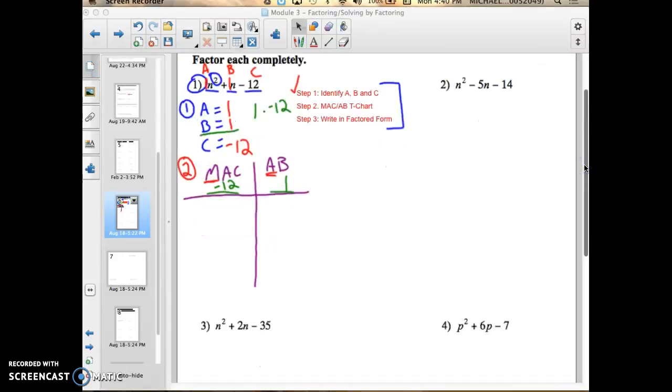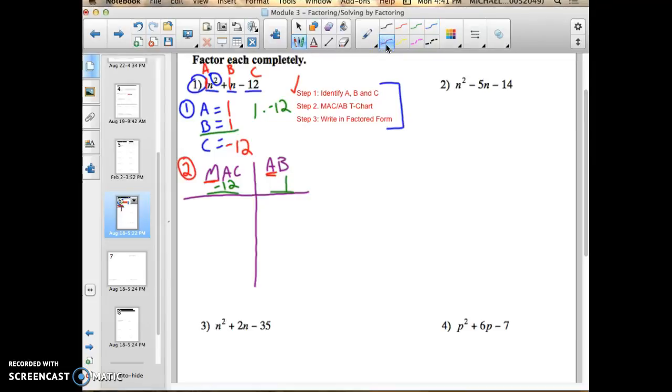From there, I need to find numbers that multiply to negative 12, my Mac term, and add to the B term. And this process is going to be a little tedious for some. Some of your brains might be able to jump to numbers immediately. Some might have a little bit more of a challenge with this. All I can say is that if you're struggling with this step, I need to see the work I'm about to do before I can answer any questions, because a lot of it's just going to be plug and chug, guess and check type stuff.